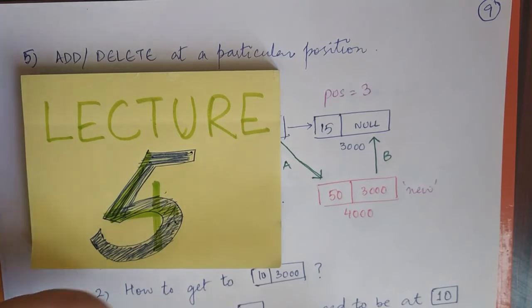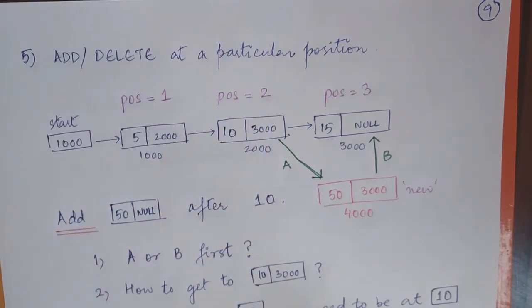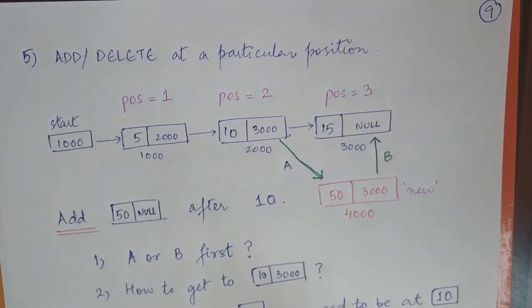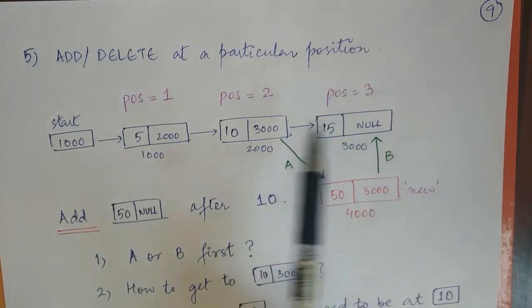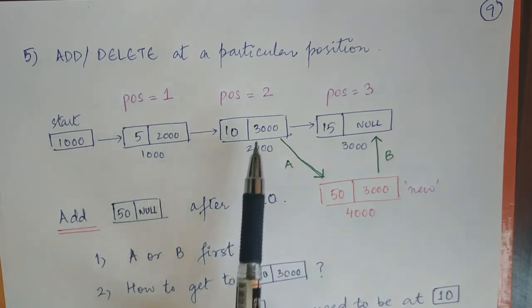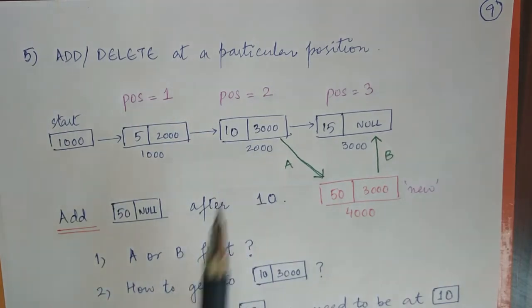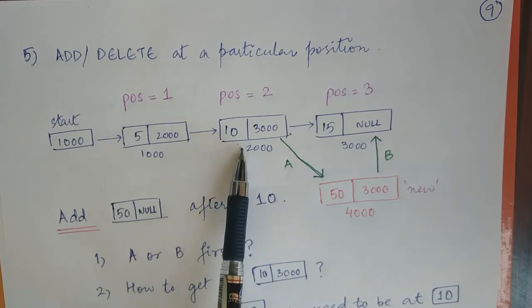So this is your lecture number 5. We are continuing with add, delete the node at a particular position. So when you are asked to do something with the linked list, which is not at the beginning, not at the end, somewhere in between, you will be either provided a position for that node. So let's say I ask you to delete the node at position number 2.